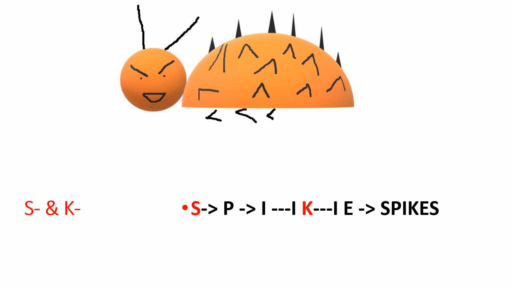Again, spikes are an external feature of the body which sometimes work as a defense mechanism for the insects. So that's why we cannot see spike cells in all of the ectoderm.